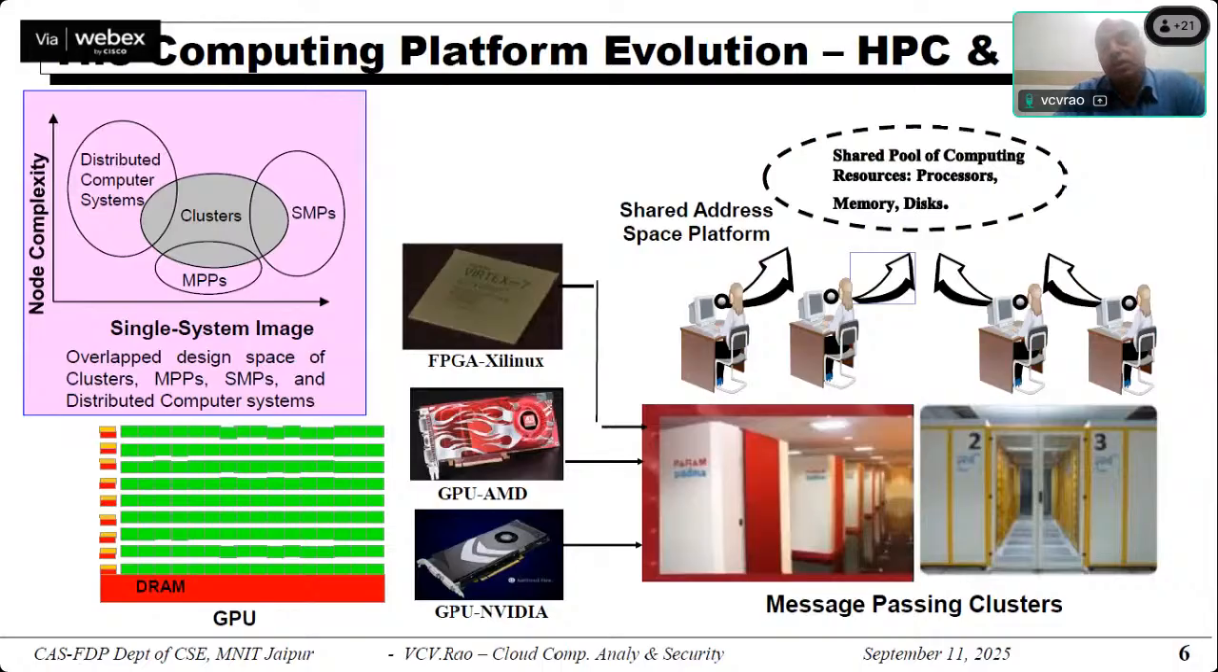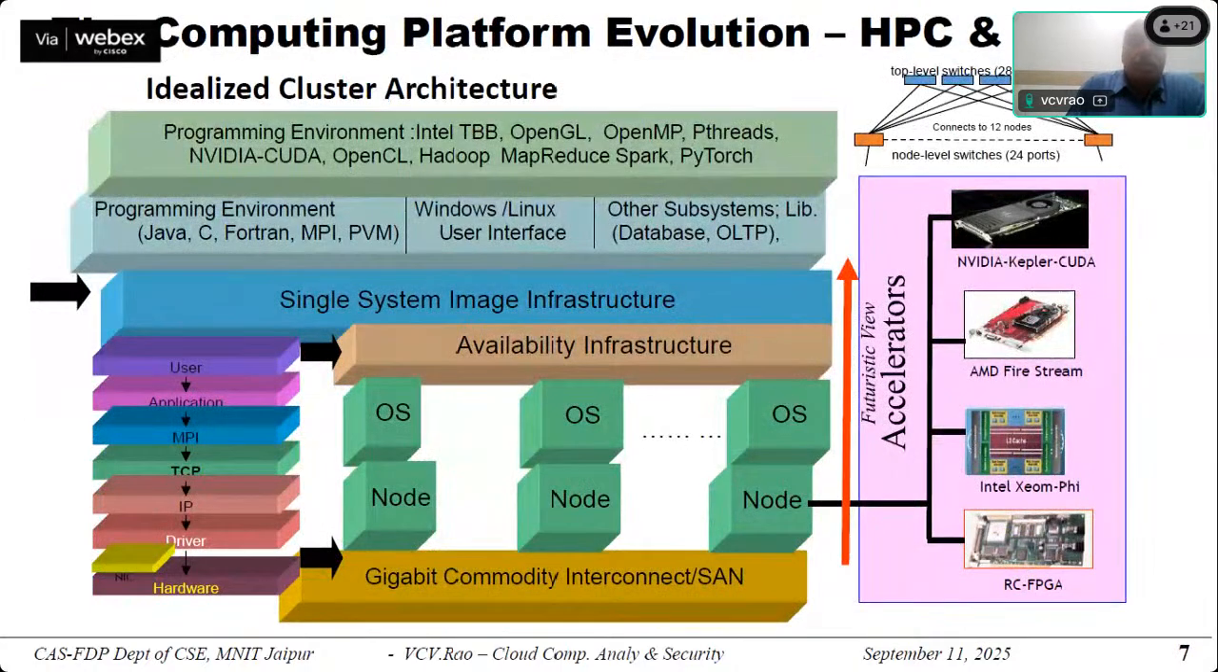On the other side, you see the shared address space platform, where there are more cores on a given system, which we call the head node of a large cluster, with more cores and more memory. That means on the head node you can load a large amount of data, then distribute the data onto every node and do the parallelization. That is how the evolution has come in high performance computing. This is how a typical cluster looks.